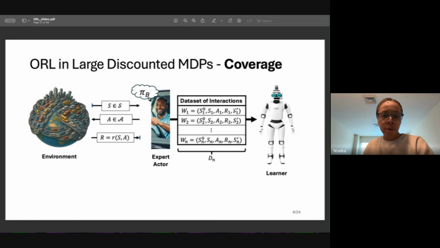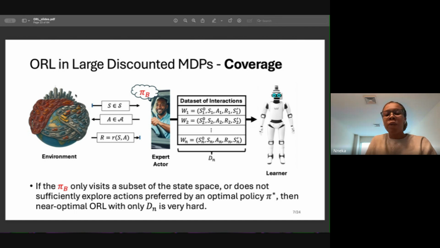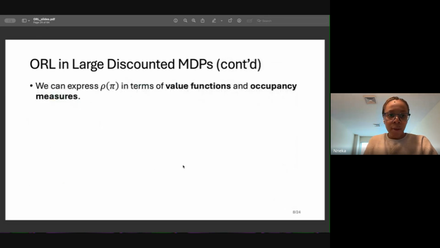Given this setup, we know that if pi b only visits a subset of the state space, which is highlighted here in red, or does not sufficiently explore actions preferred by an optimal policy, then we cannot really guarantee that any learner would be able to learn a near optimal policy with just access to this data set of interactions. So that's for coverage.